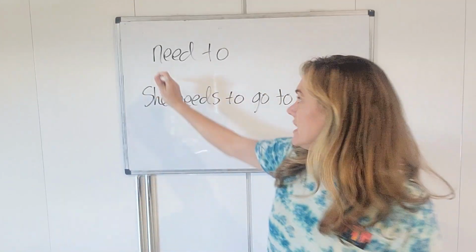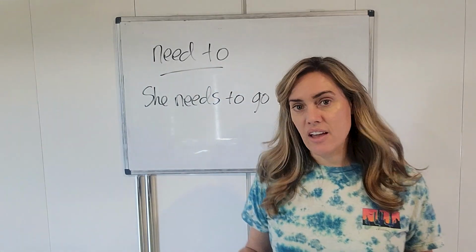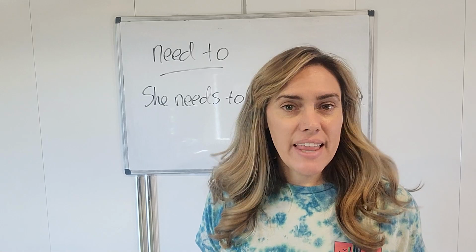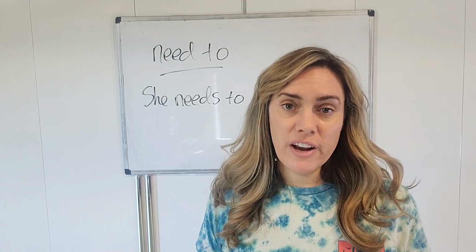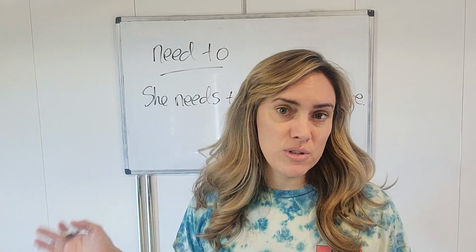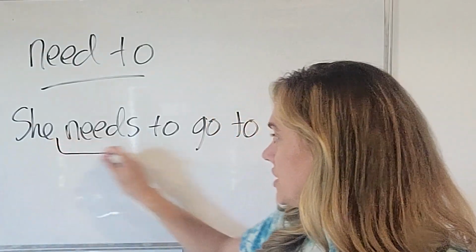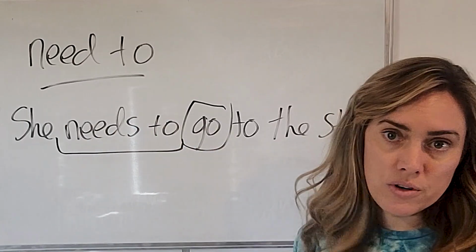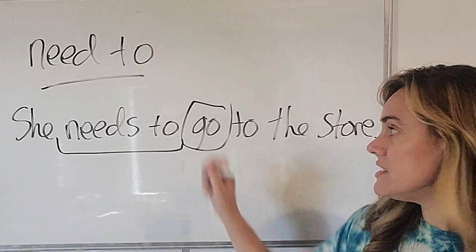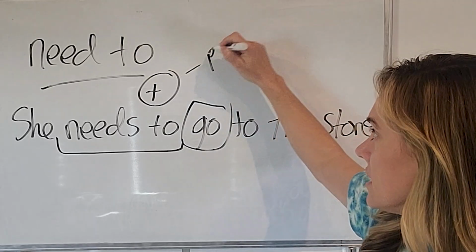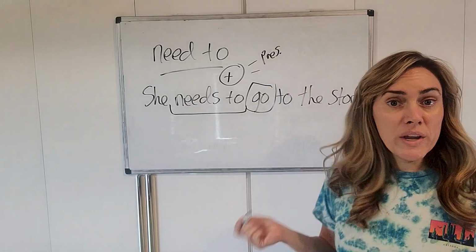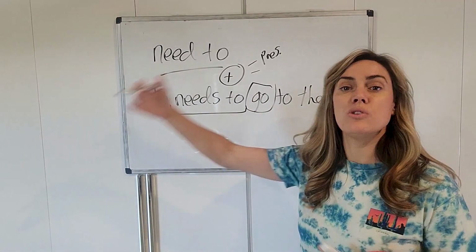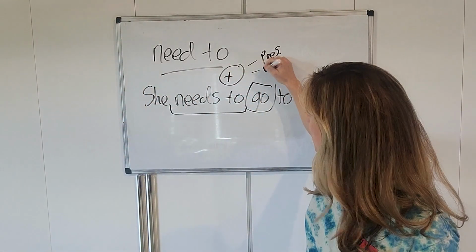Okay, the last one is need to. Need to is another type of phrasal modal that shows necessity. And I like this one. It's very common, it's very useful, and it can be used for almost everything. So she needs to go, base form, she needs to go to the store. This is an affirmative statement. We're using it in the present tense. We could also use it in the future. So you can say, she needs to go to the store tomorrow. It refers to the future.